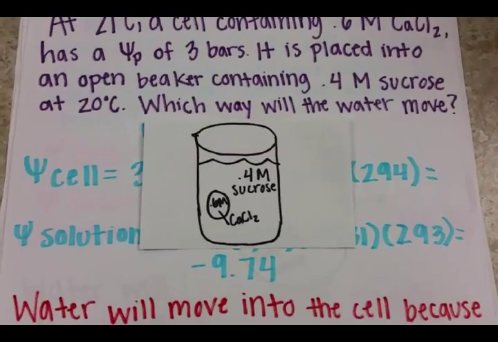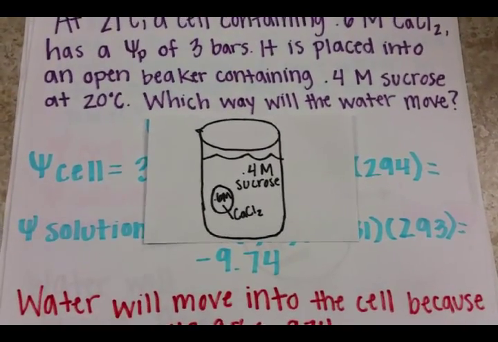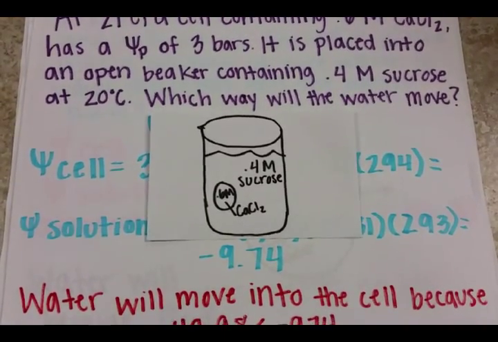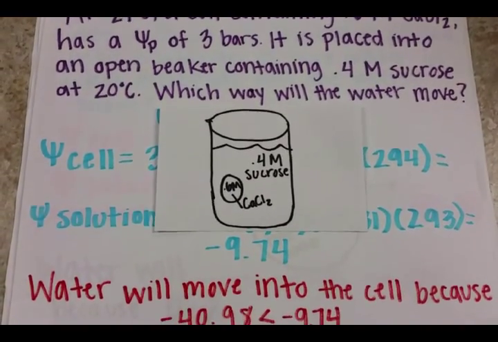At 21 degrees Celsius, a cell containing 0.6 molar solution of CaCl2 has a pressure potential of 3 bars. It is placed into an open beaker containing 0.4 molar solution of sucrose at 20 degrees Celsius. Which way will water move?